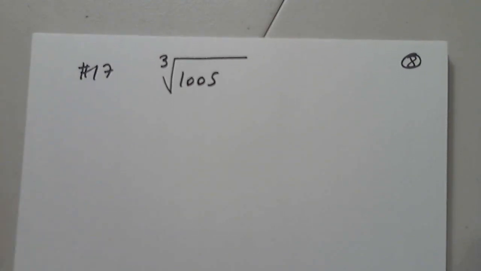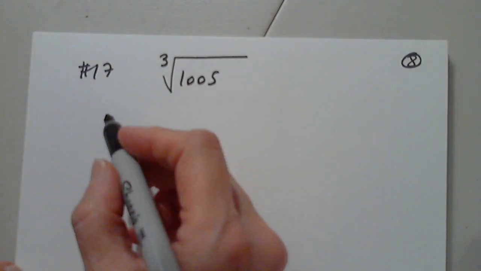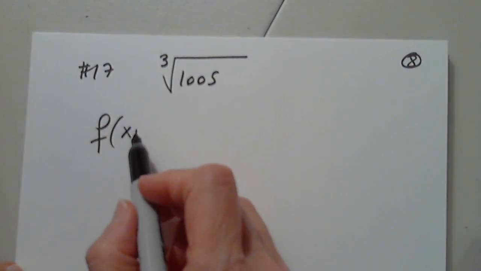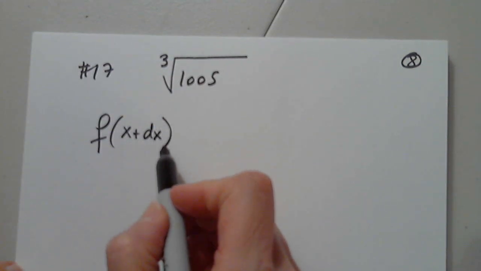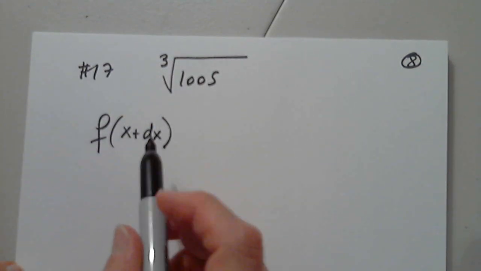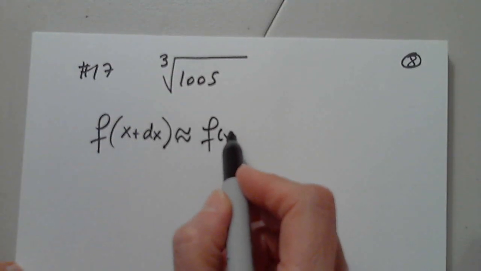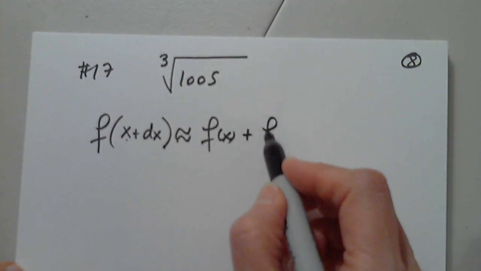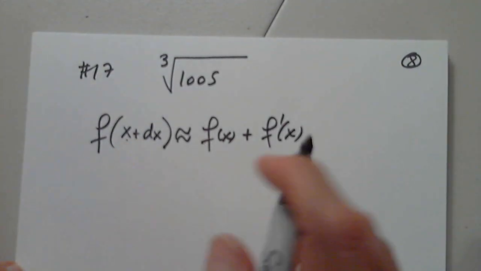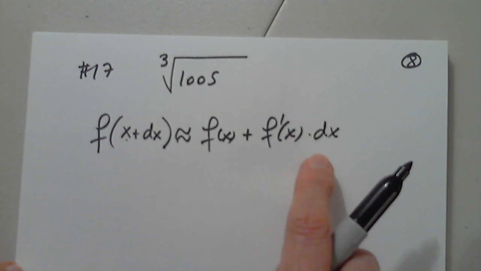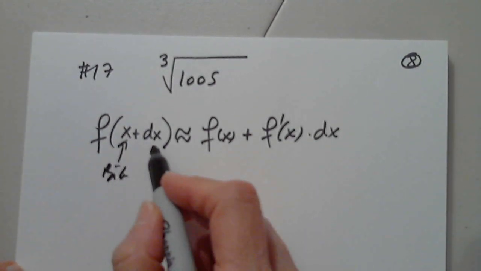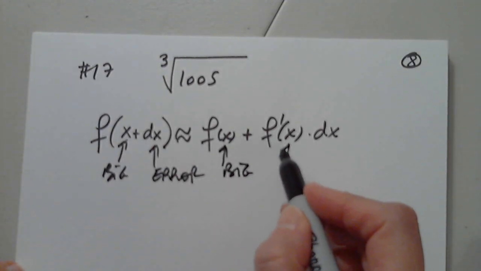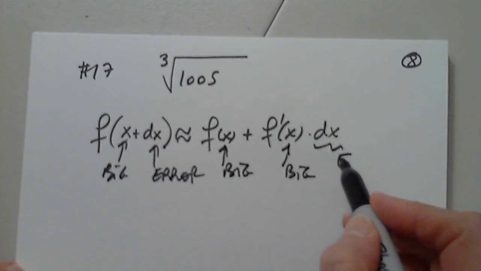And what we discussed tonight, the most important formula was this one. F of a big number plus a tiny error, big number, tiny error, is approximately F of the big number plus the derivative at the big number times the error.